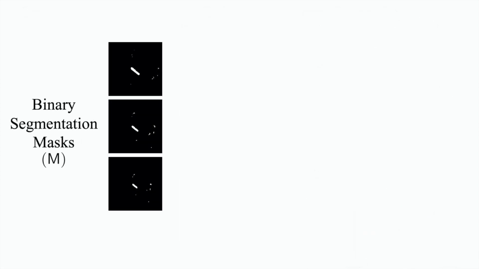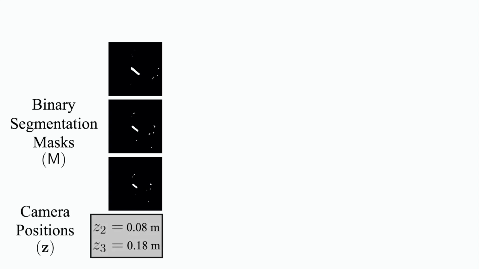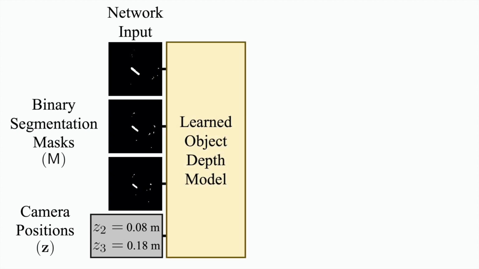Returning to our previous example, we use the binary segmentation masks M and relative camera movement position Z as a network input. In this way, our network learns to estimate the depth of segmented objects without any reliance on application-specific appearance data, whether from the foreground object or background, which increases generalizability.